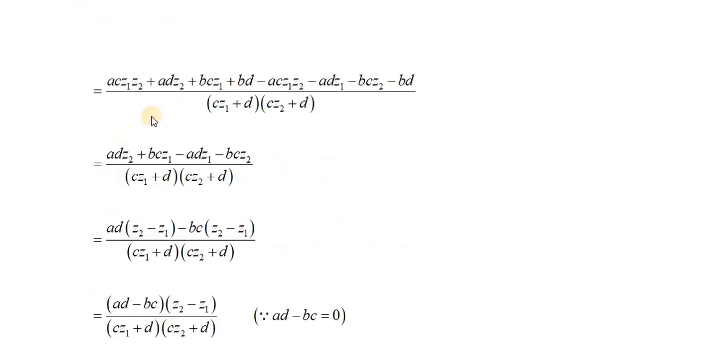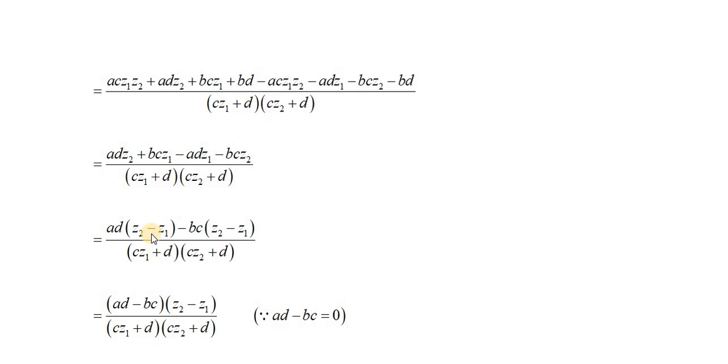Multiply the numerator terms, then we get this numerator. Also observe here, positive BD cancels with negative BD, and AC Z1 Z2 cancels with AC Z1 Z2, positive quantity cancelling with negative quantity. After cancellation we get these terms, with the denominator as it is. In these two terms AD is common, in these two terms BC is common. Take them common and write down the remaining terms in brackets, with the denominator as it is.